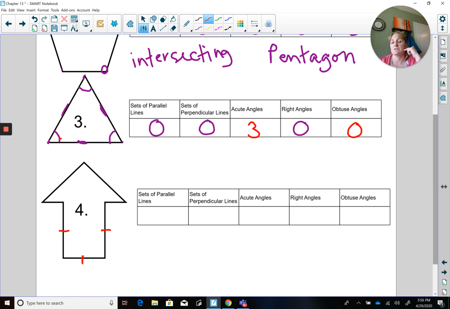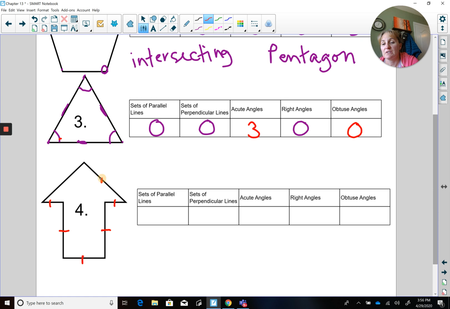Do you see anything that's going the same direction? It will never intersect. Well, I see these little ones here and here. So that means those little ones, right, are going to be parallel to that bottom line as well. Even though they break in the middle, there's still going to be another set. So that's 2 sets of parallel lines.